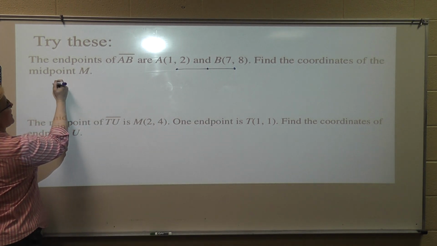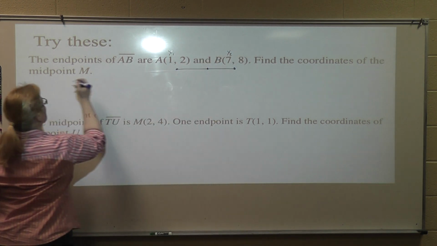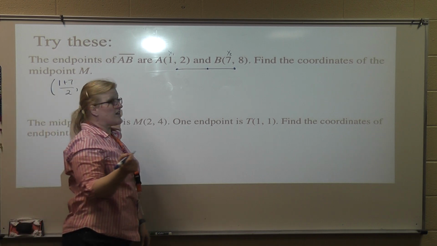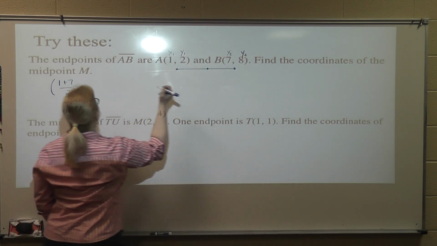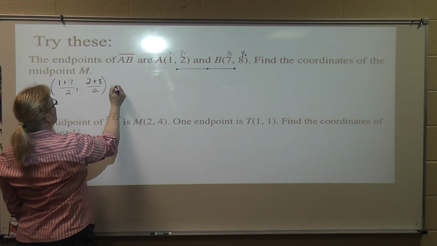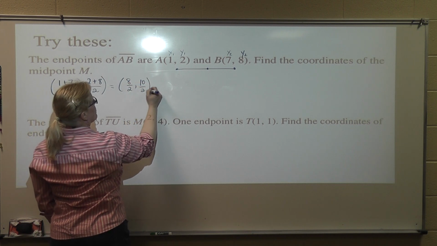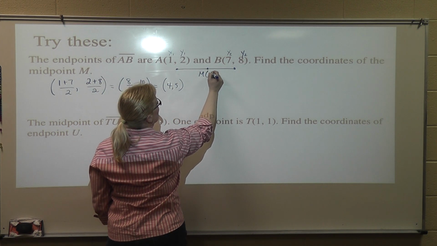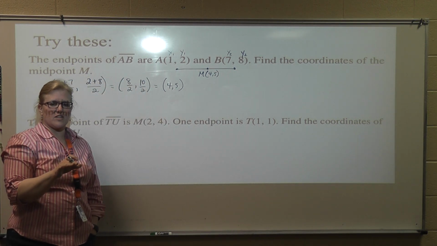So I take the average of my x's. So 1 plus 7 divided by 2. That gives me my x coordinate. And then I take the average of my y values. 2 plus 8 over 2. And that's going to give me 8 over 2, 10 over 2, which is 4 and 5. So M right here is (4, 5). Again, you can always stop this and go back if you need to see it.